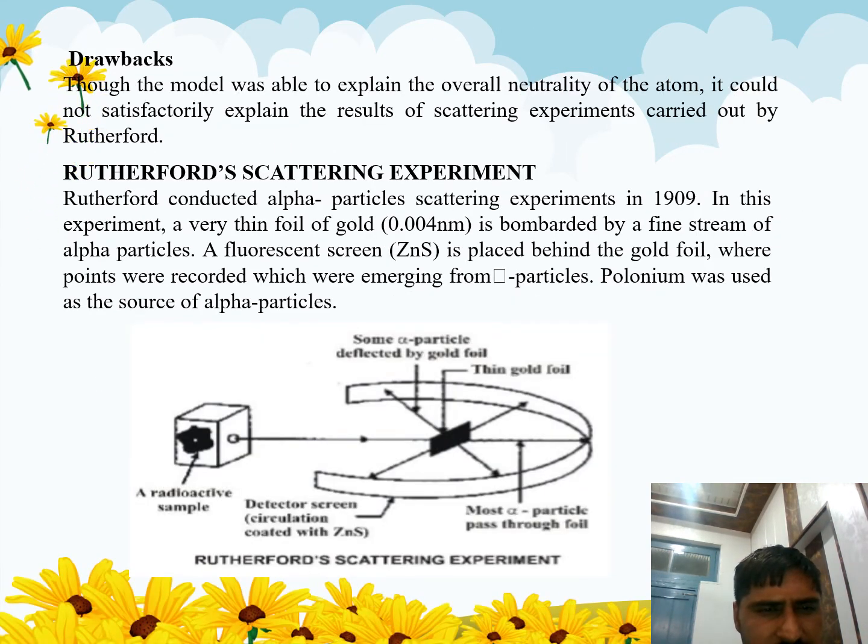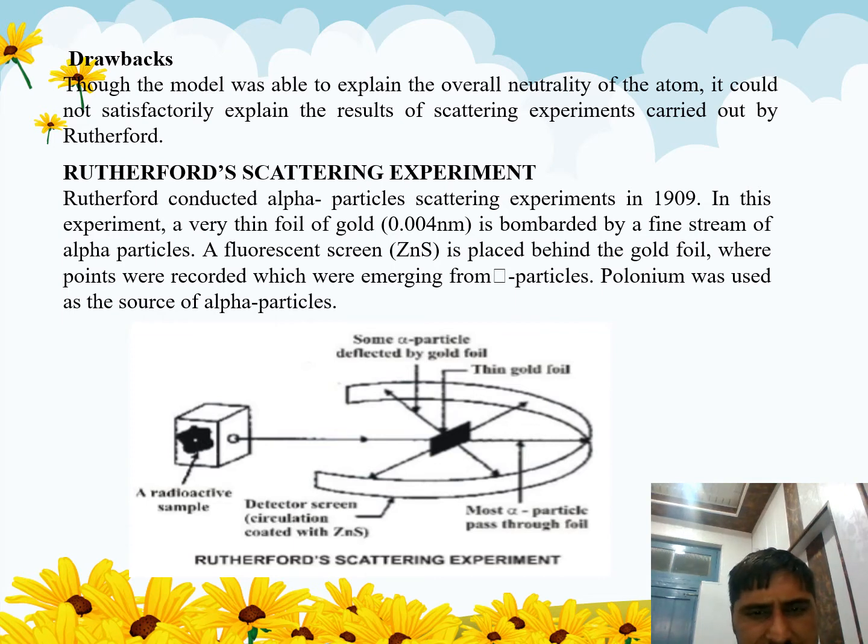Now, another one is the Rutherford scattering experiment. It is not the Rutherford model, it is the Rutherford scattering experiment. What is the Rutherford scattering experiment? Rutherford conducted the alpha particle scattering experiment in 1909. In this experiment, a very thin foil of gold is bombarded by a fine stream of alpha particles.